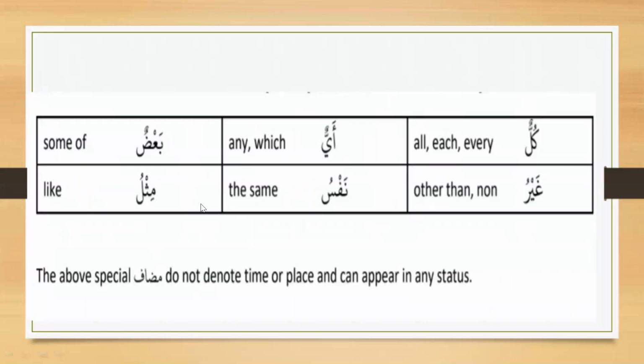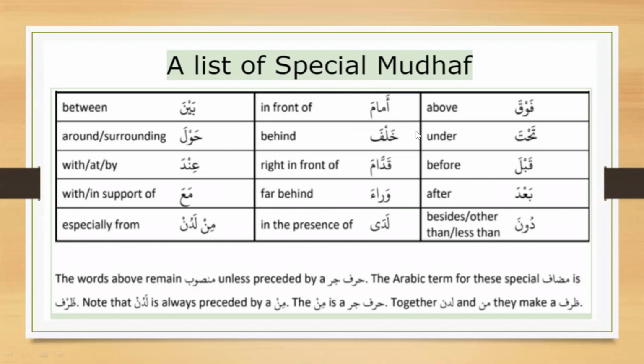And these are also special mudaf, but these special mudaf do not denote time or place and can appear in any status. Kullu, ghayru, nafsu, ayyu, any, which one or any one, and ba'du, some of, and mislu, like. So these words also come as mudaf, but they do not denote time or place, and they can appear in any status. One thing I think I forgot to mention on the previous page, that the Arabic term for these special mudaf on that page is zarf, because they denote relationship of time and place.